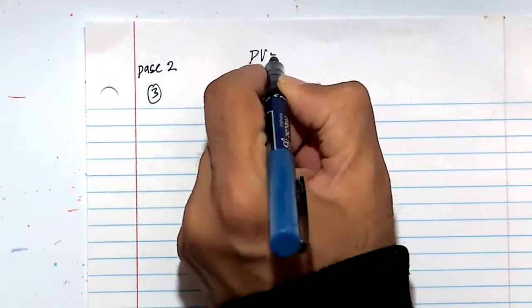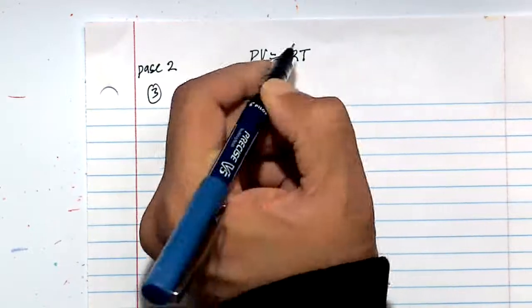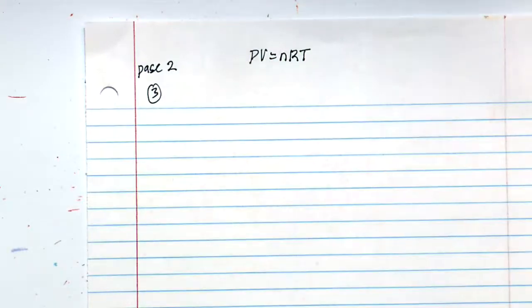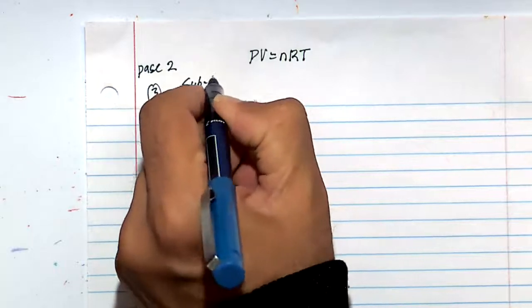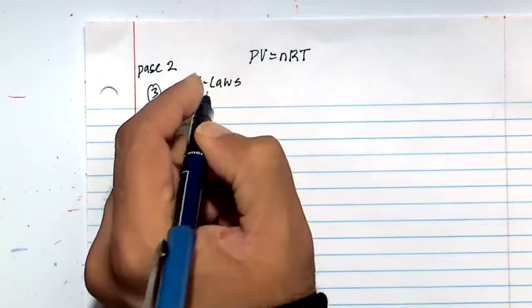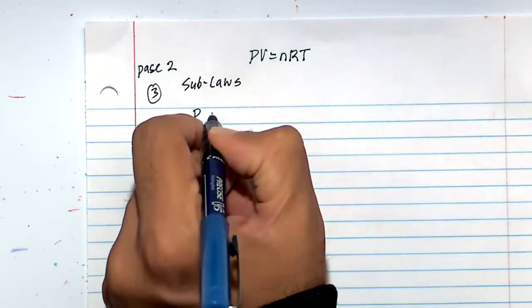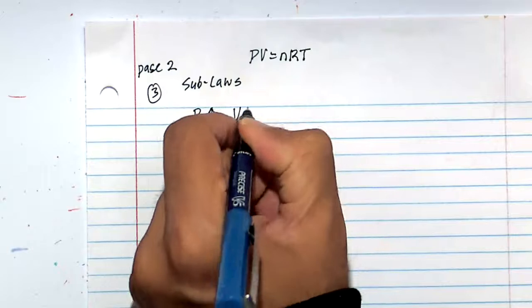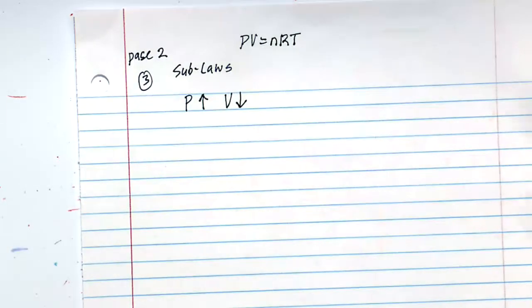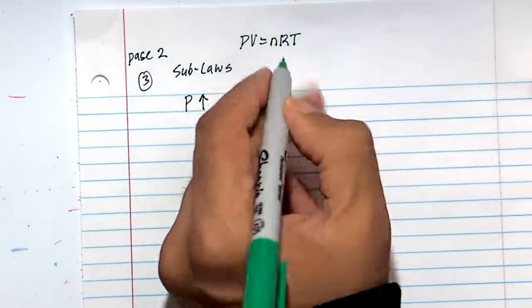Also, there's the ideal gas equation, PV equals nRT. But then there's also these sub-laws. What do I mean by the sub-laws? I'm talking about things like Boyle's law. Boyle's law is if you increase the pressure of something, you decrease the volume. That's the only sub-law that's inverse, or indirect. One goes up, one goes down. This is called Boyle's law.